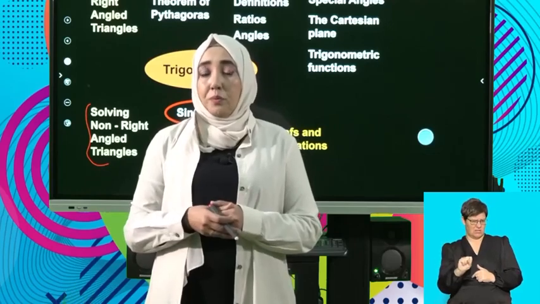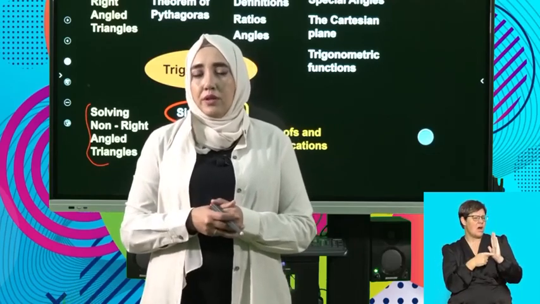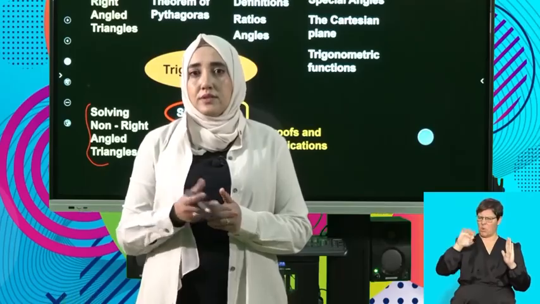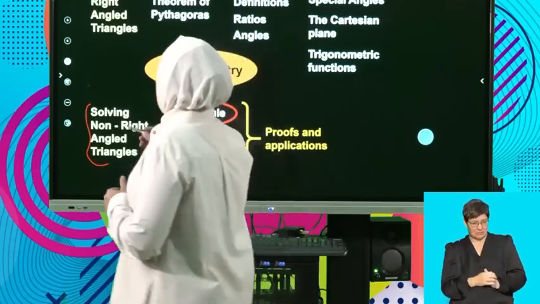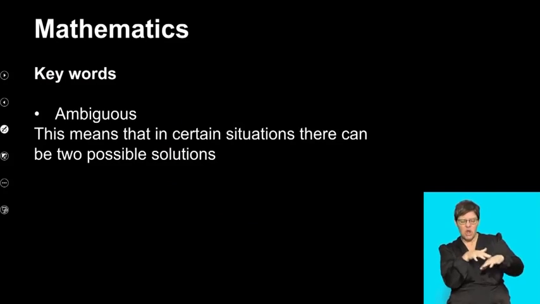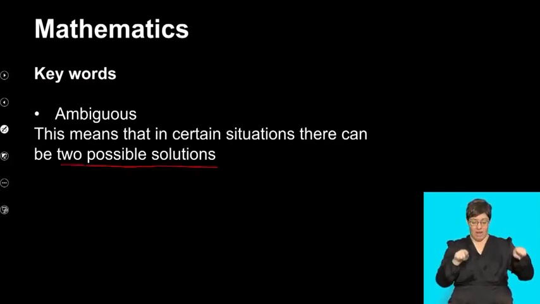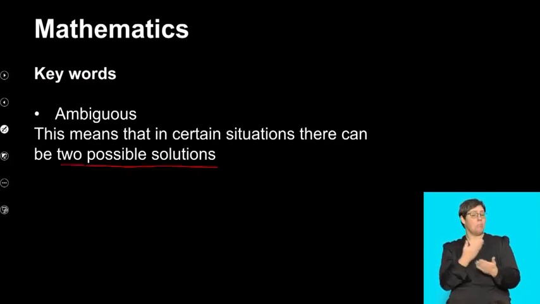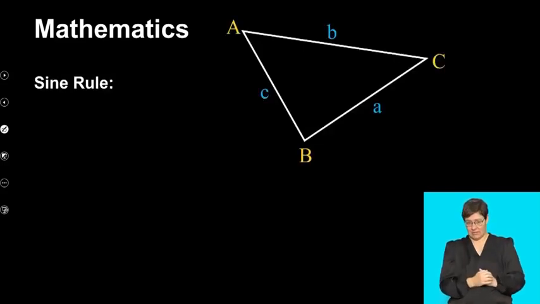Now, before we begin, let's do some vocabulary. What does the word ambiguous mean? In this case, ambiguous means that in certain situations, there can be two possible solutions. So let's see how this applies to the sine rule.